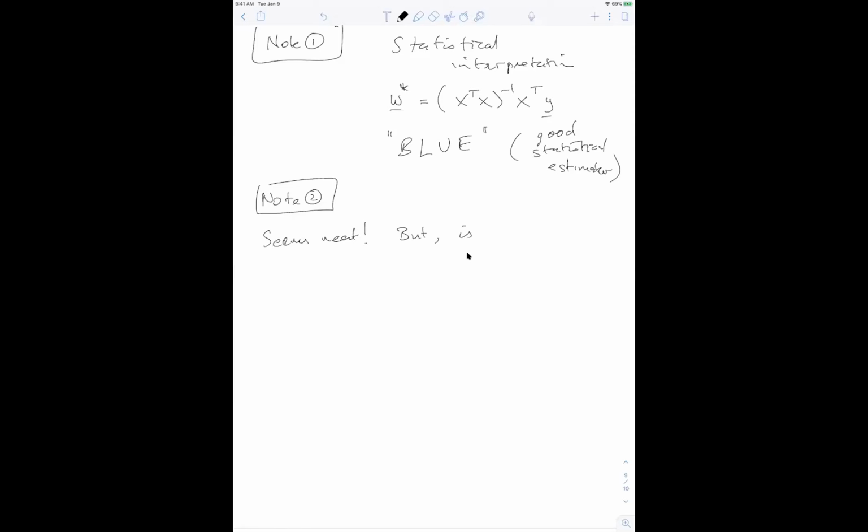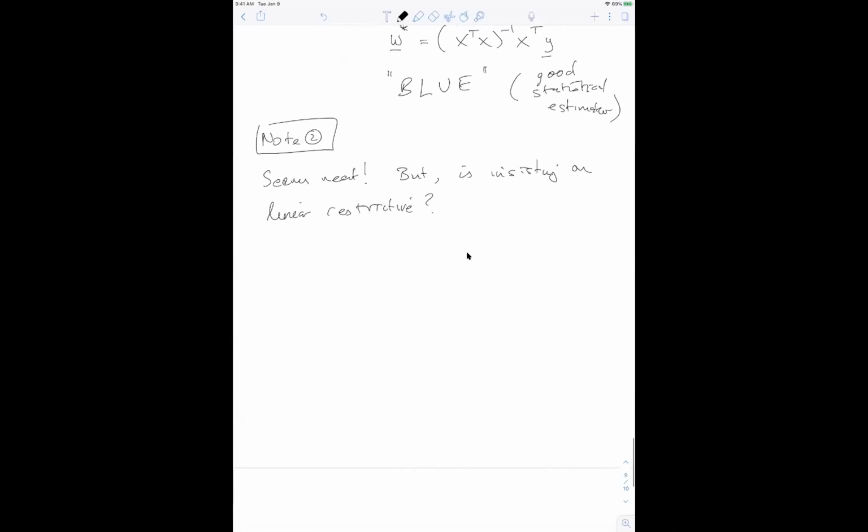is insisting on linear restrictive? Seems like it might be restrictive. And I said linear means there's like no interactions between things. Well, the answer is no, because you can bring in what we'll think about as basis regression.